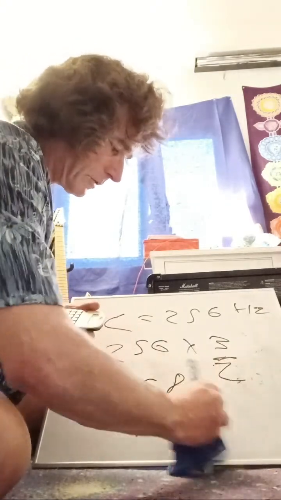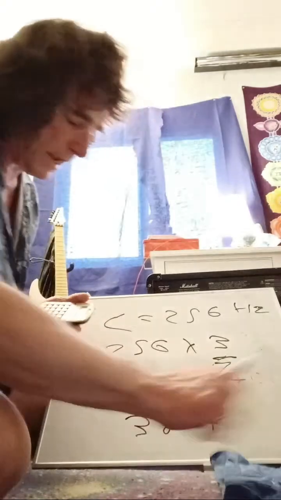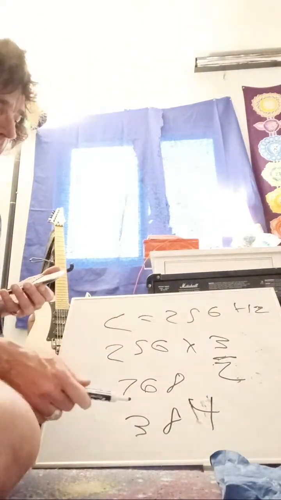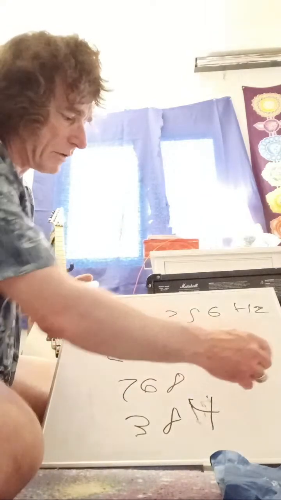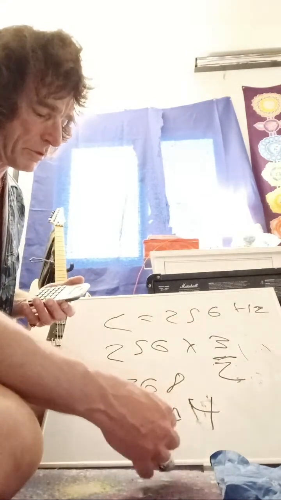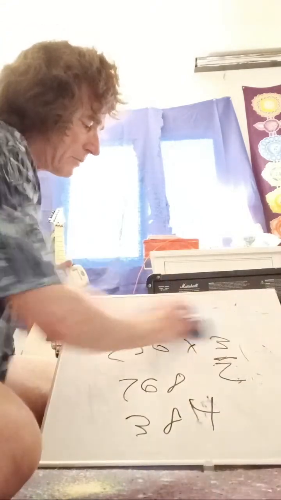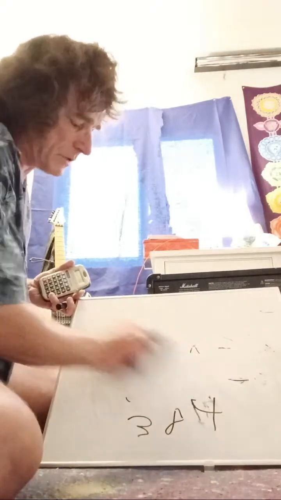I can't write a 4, dude. Okay, 384. That would be the G above middle C. But that hasn't taken into account the final interval of the whole step, because you've got to start with 384 and multiply that by the ratio of a whole step to get from the G to the A.